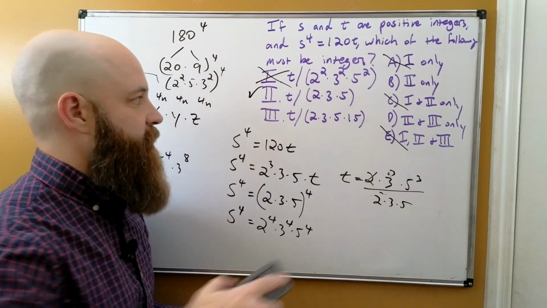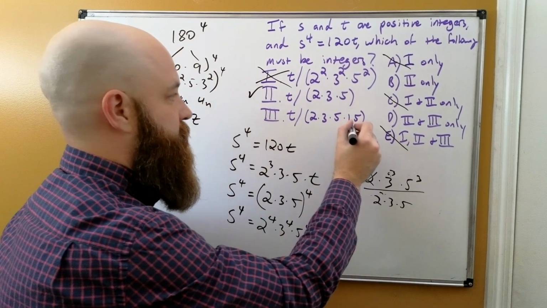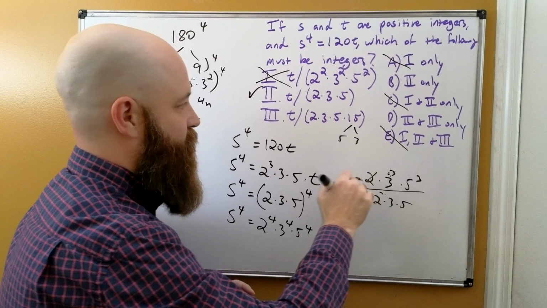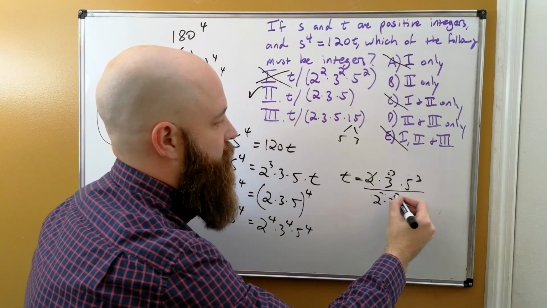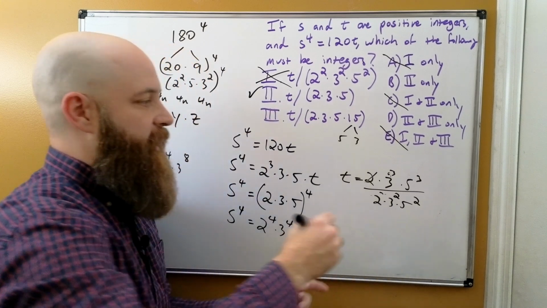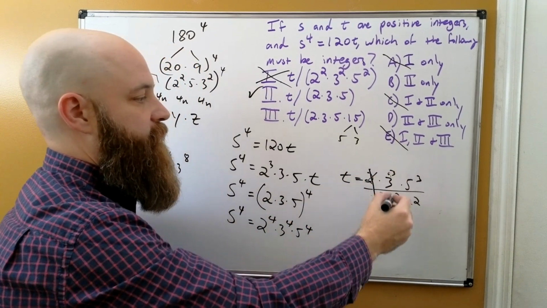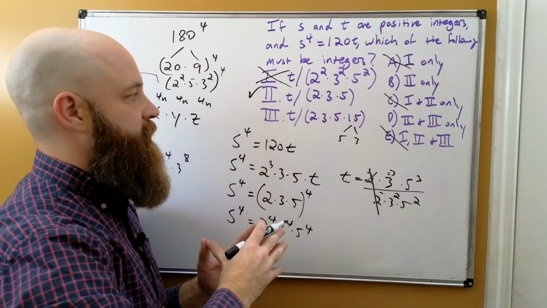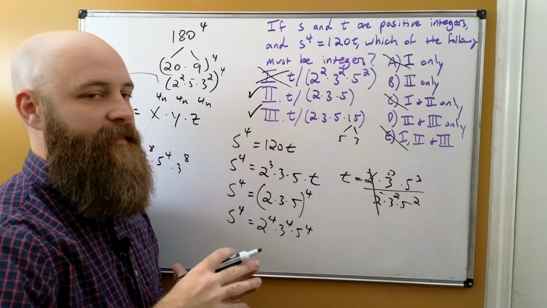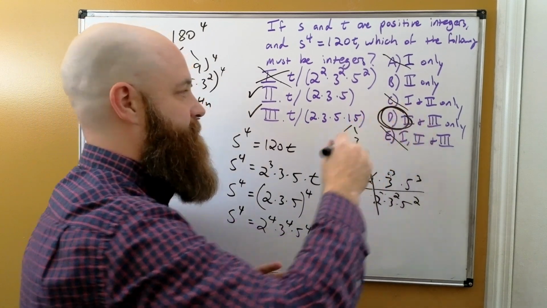And I'll go on to statement 3. 2 times 3 times 5 times 15. 15 is 5 times 3. So I've got another 5 and another 3. So this becomes 3 squared, 5 squared. And again, yes, this is divisible. The 2's cancel. 3 cubed over 3 squared, 5 cubed over 5 squared. That's going to yield 15. So yes, that's also an integer. So that leads me to my correct answer here of D.